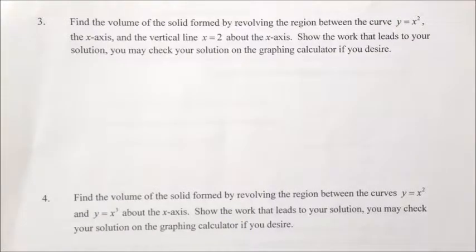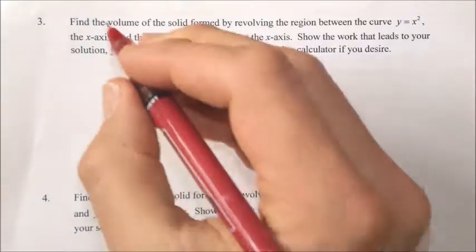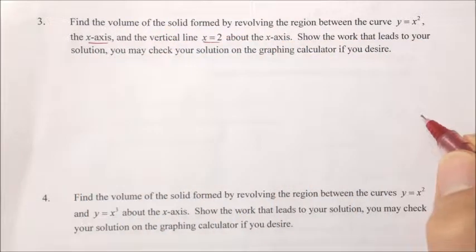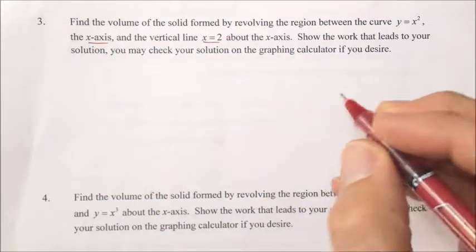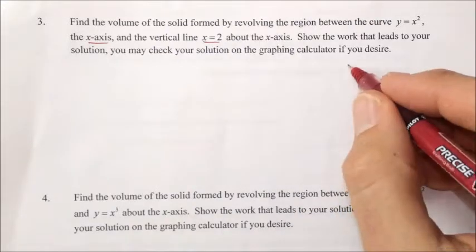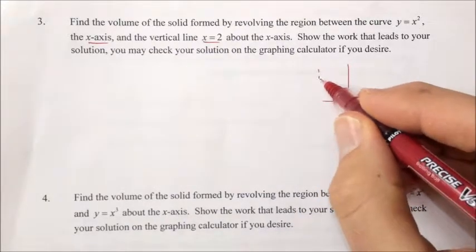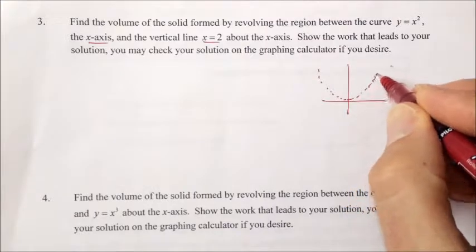Problem number 3, find the volume of the solid formed by revolving the region between the curve y equals x squared, the x-axis, and the vertical line x equals 2 about the x-axis. So this looks like it might actually be 2 curves, but in fact it's only 1 curve. We've got y equals x squared, which is our function right there.